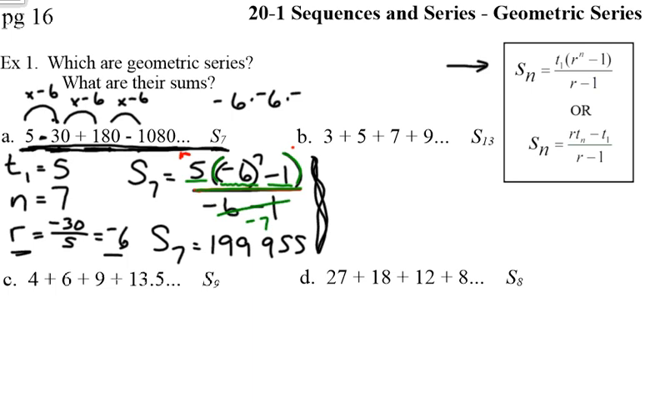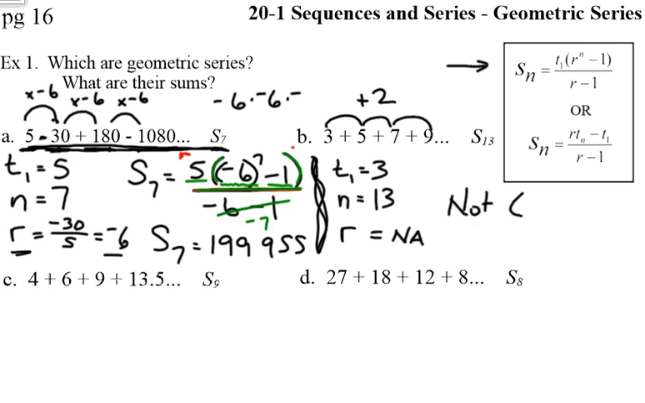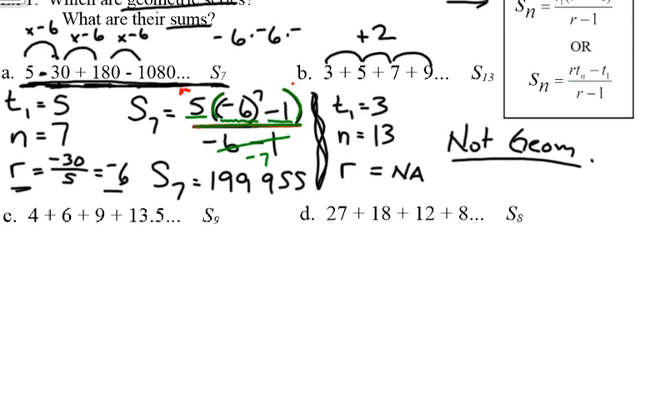Question B. Well, question B, term 1 is 3. We know we want S of 13, so the number of terms is 13. Is it geometric? 3 to 5, what do I multiply by? That's ugly. 5 to 7, 7 to 9. Wait a sec, I'm adding 2 each time. R value, not applicable here. This is not geometric, so I'm not even going to keep going, because the instructions were to find which are geometric and what the sums of the geometrics are. So B, it's not even geometric, I'm not worried about it.